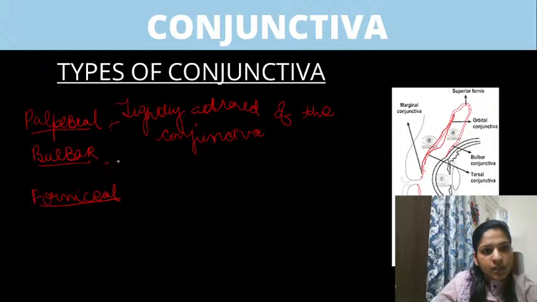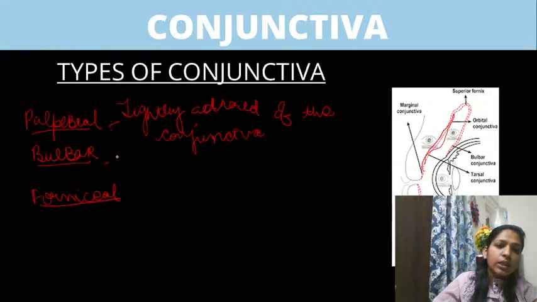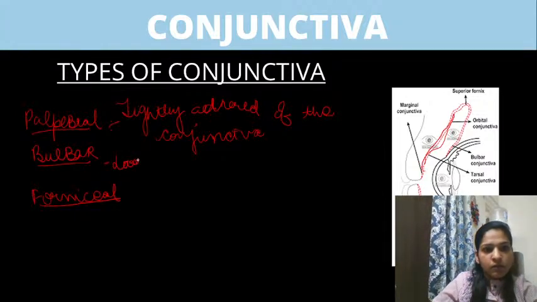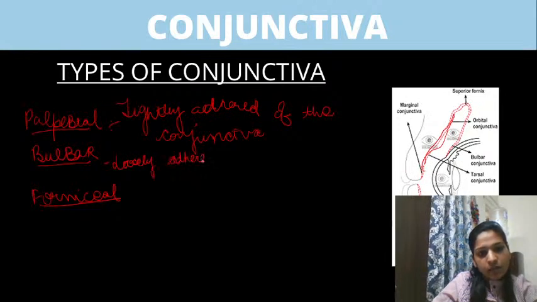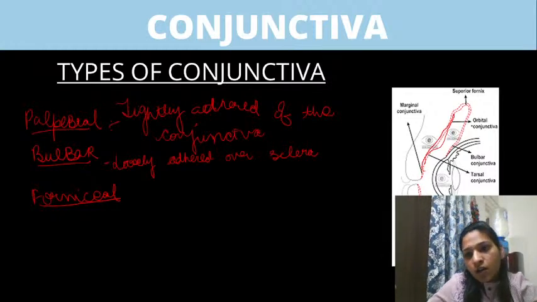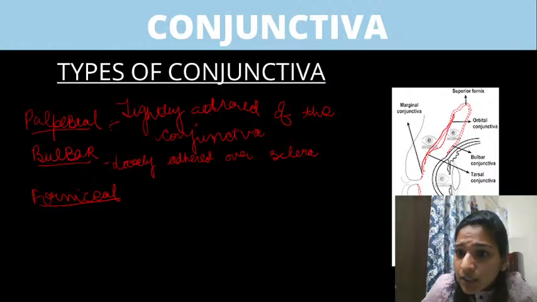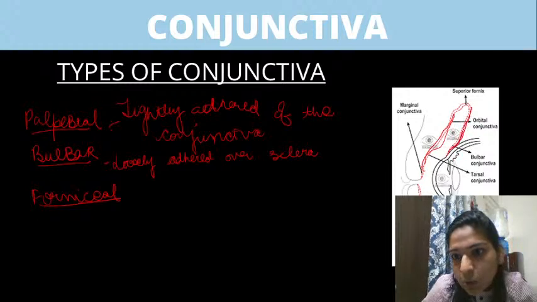And second one is the bulbar conjunctiva. It is loosely adhered over the sclera. Okay, so in this diagram you can see this is the bulbar conjunctiva, which is loosely adhered.